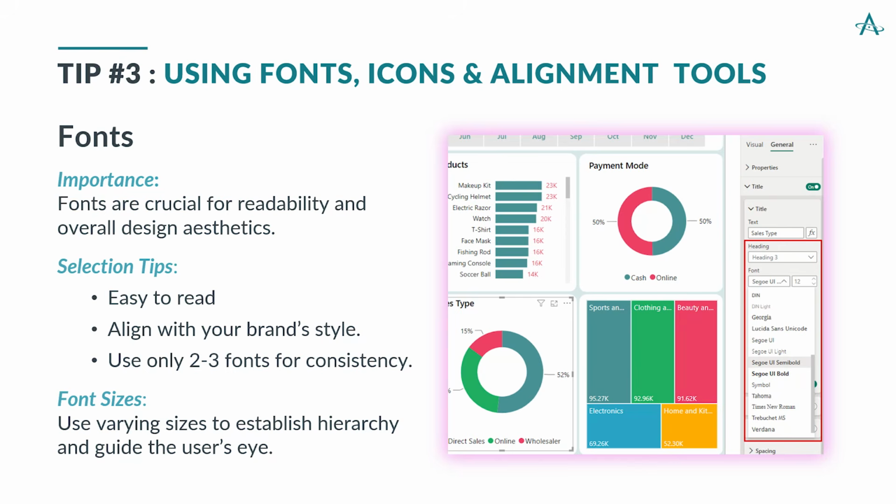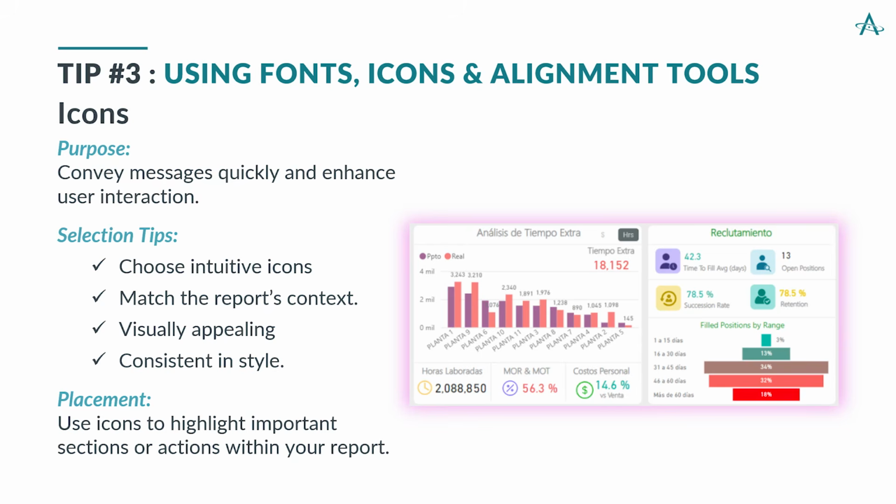It's generally best to stick to 2 or 3 fonts to avoid clutter and maintain a professional look. Use different font sizes to create a visual hierarchy, making important information stand out. Icons can make your reports more engaging and intuitive. They help convey messages quickly and guide users to important sections or actions.